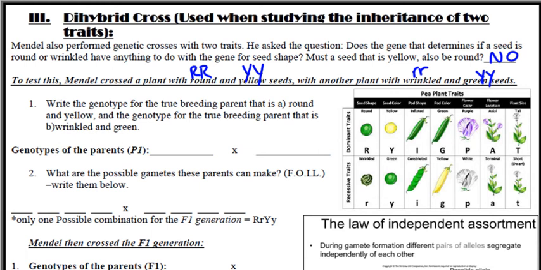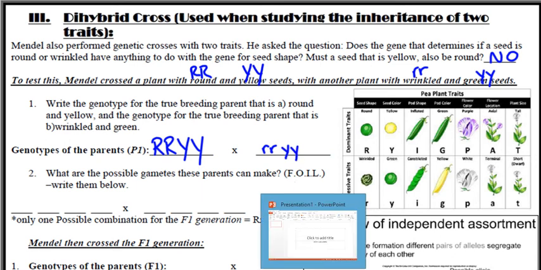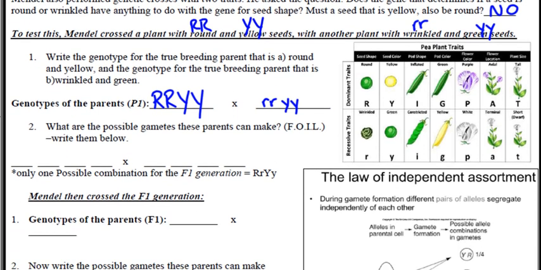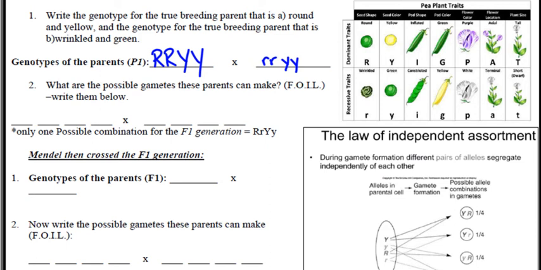So the genotypes of the two parents, we just put them together. We are homozygous dominant for round and homozygous dominant for yellow, homozygous recessive for wrinkled, homozygous recessive for green. So we essentially have a true breeding cross, but with two traits instead of one. So we need to figure out, well, what are the possible combinations that can result? Because remember, each parent can only provide one allele. So how we do this is we use what's called FOIL.